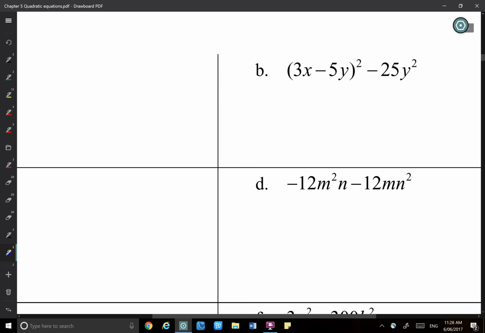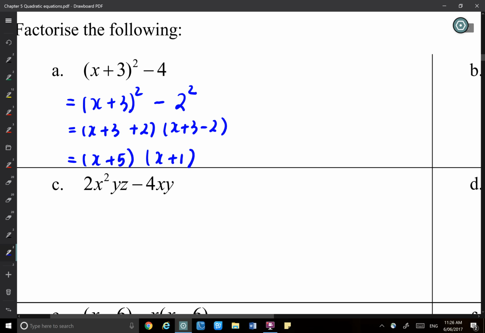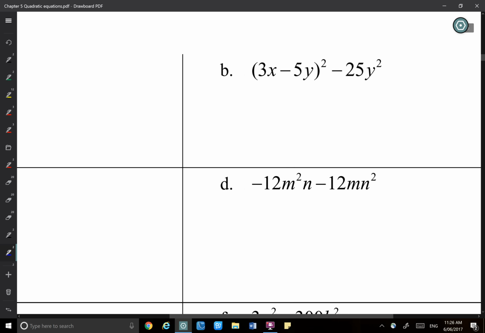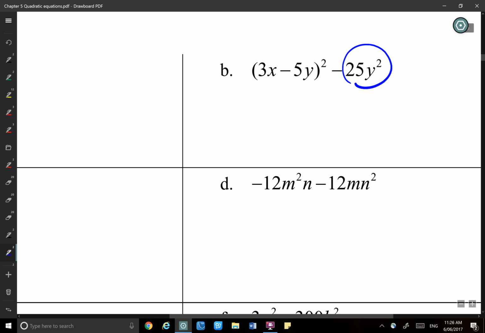Or if you expand and then factorize, that will be the same. For the next one, it's already somehow a squared minus b squared form. But look at this thing: 25 is not being squared.